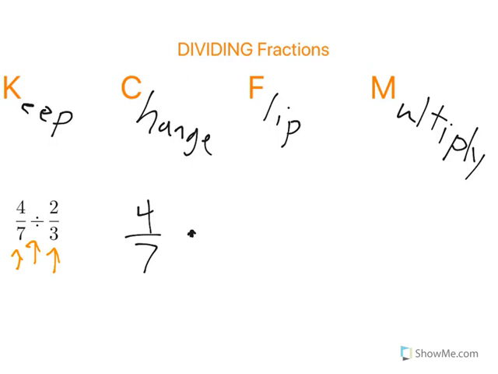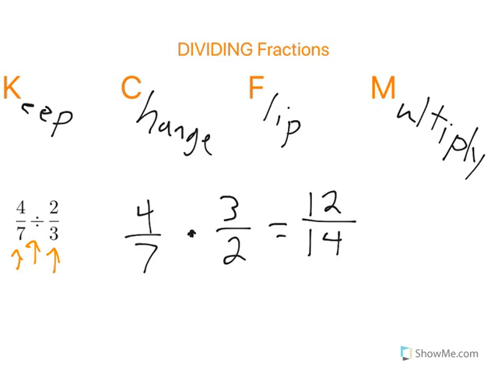It's hard to draw the multiplication here. And then the second fraction we're going to flip. We're going to flip that into 3 seconds. Just flip it upside down. And now, since we've realized that multiplication is really easy, all we have to do is multiply straight across. 4 times 3 is 12. 7 times 2 is 14.